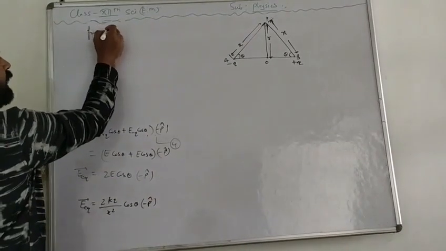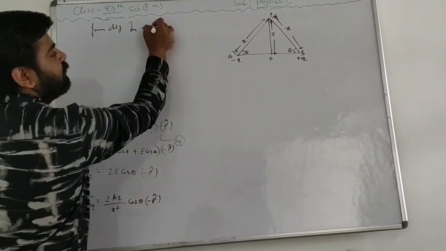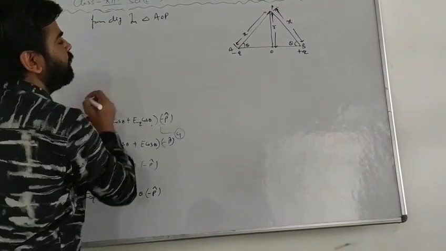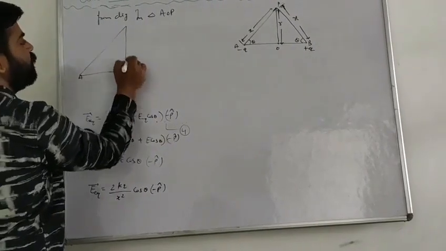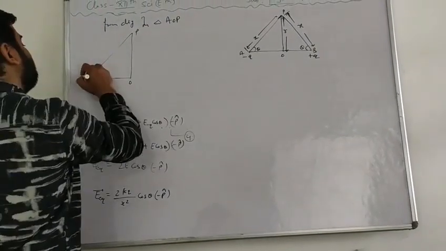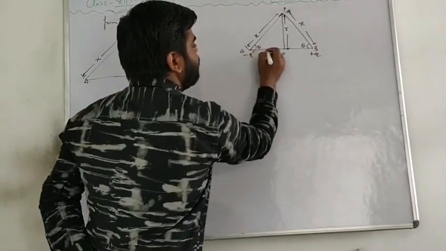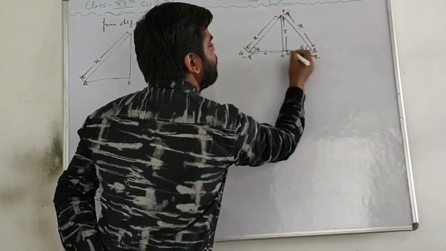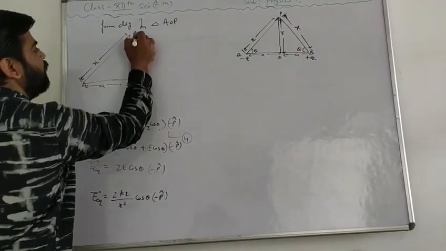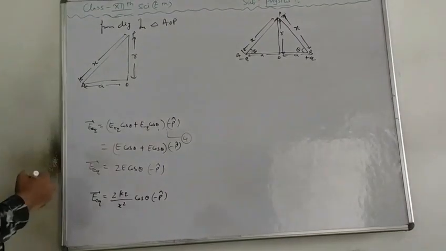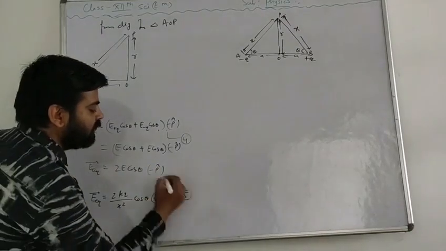So from the diagram, in triangle AOP, this side is small x, and this is 2a divided equally into a and a. This side is small a and this is small r, and the angle is theta. And this equation is equation 5.